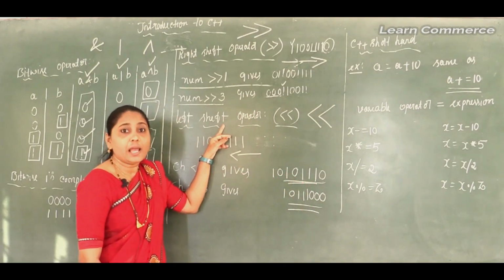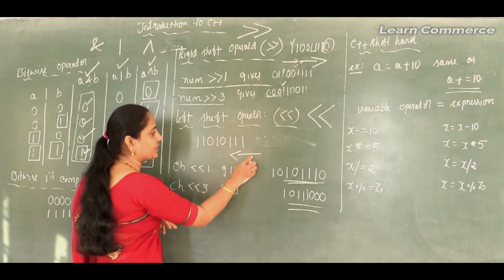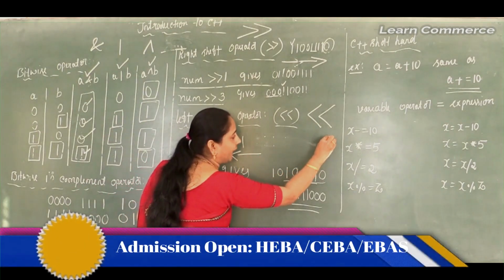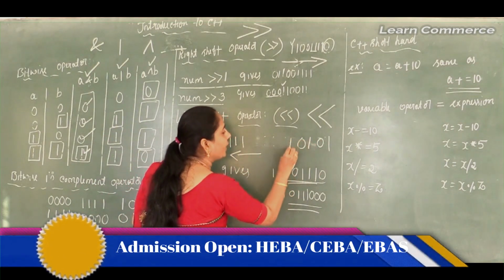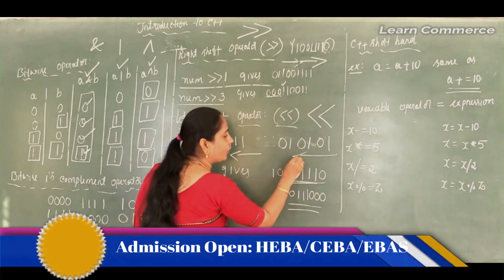Clear this point here? Left side, as we know, means that we are going to write 1 0 1 0 1 0. So in this manner we are going to write.